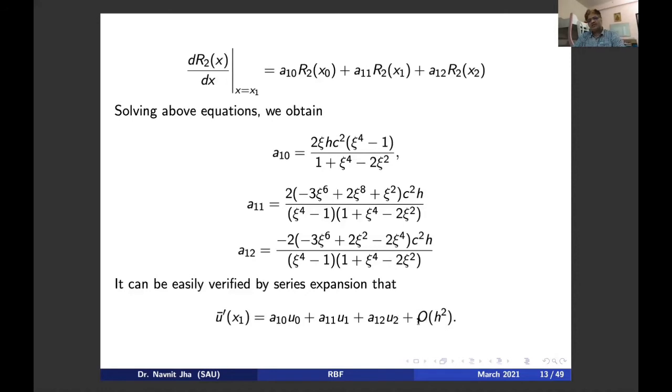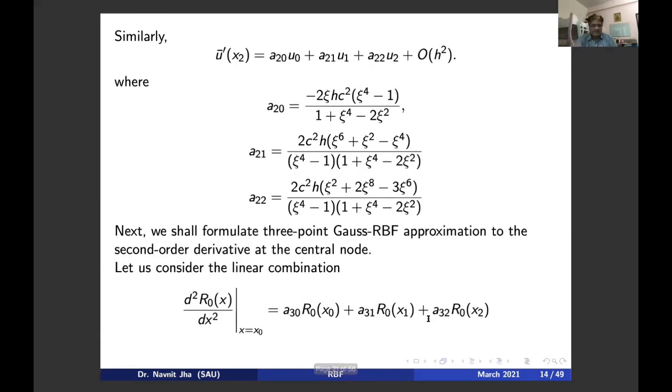Although I should not write order h square here, because I have to derive the Taylor series expansion on the same line the way I did earlier for approximation at x naught. This can also be proved: the approximation is second order. All right. So I have calculated the first derivative approximation at the neighboring point x1.